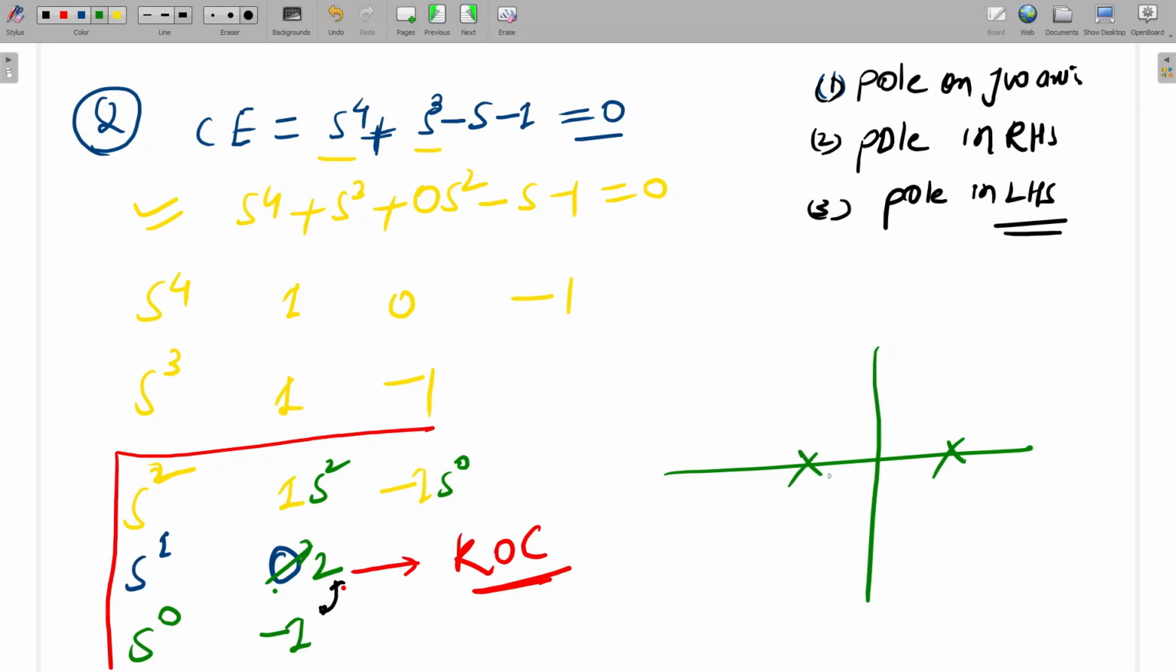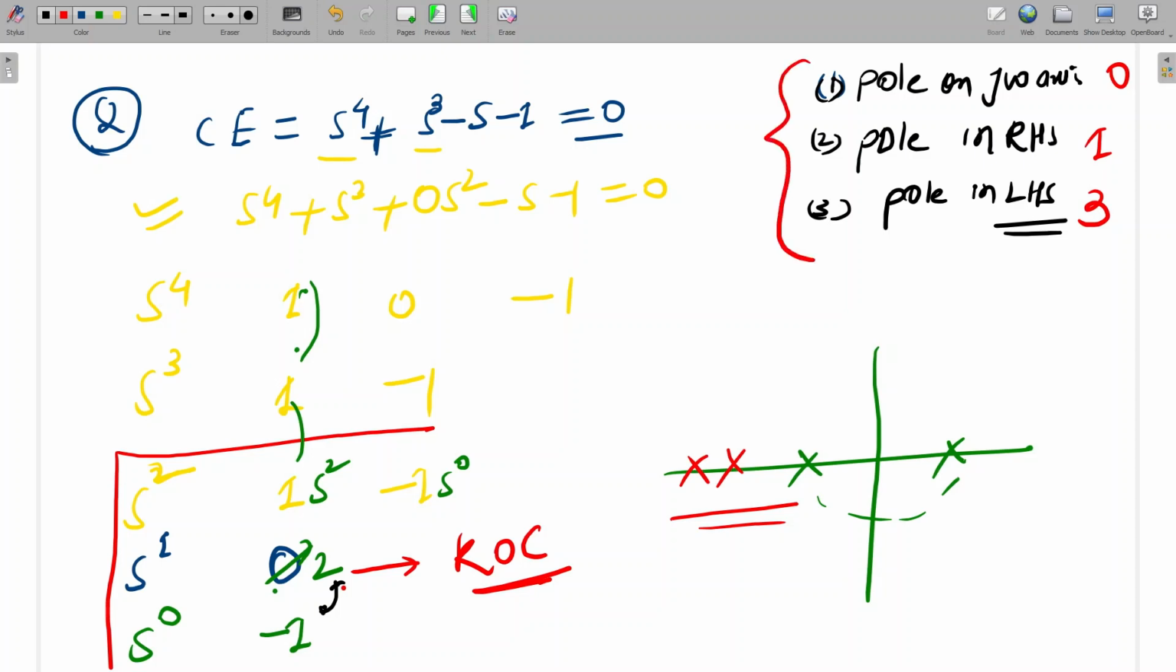Two already we have covered. These are symmetrical. Remaining, if you see above the auxiliary equation, no sign change is there. Here to here and here to here, no sign change is there. So these two poles will be in the left hand side. So number of poles on the j omega axis 0, poles in the right hand side 1, and poles in the left hand side 3. Is it clear?